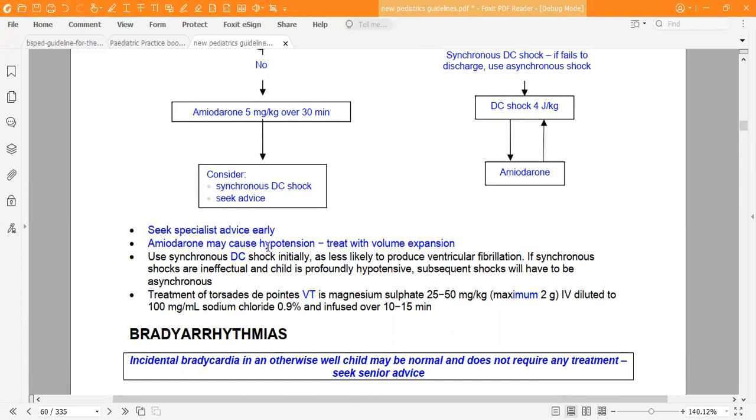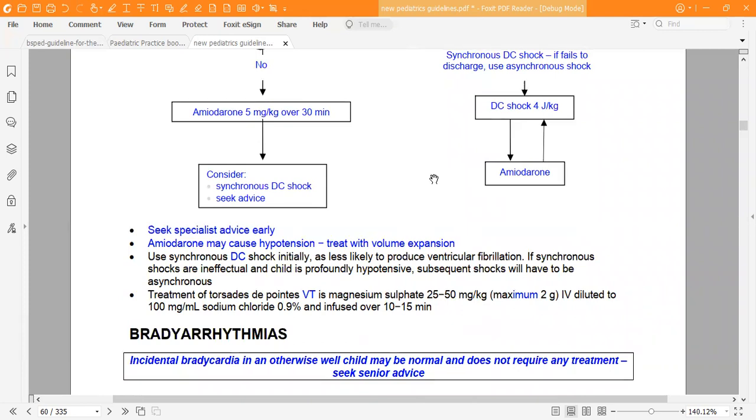Seek specialist advice early. Amiodarone may cause hypotension. Treat with volume expansion. So hand by hand, you give amiodarone and IV fluid as well, because amiodarone will slow the heart rate down together with hypotension. Use synchronous DC shock initially, as it is less likely to produce ventricular fibrillation.